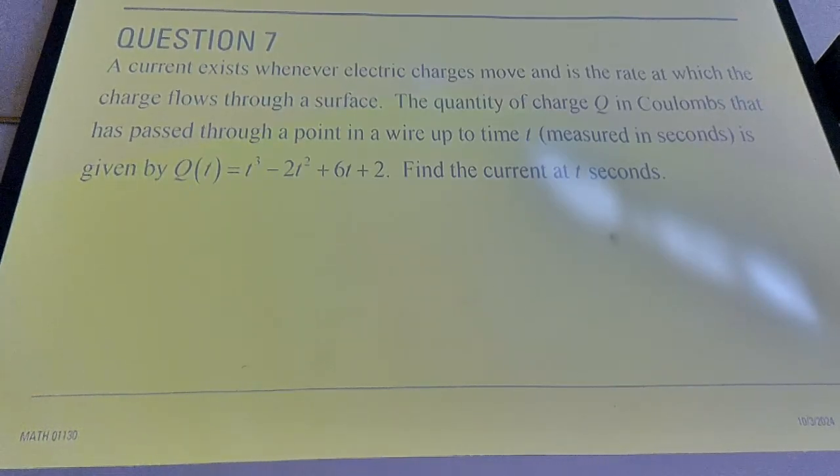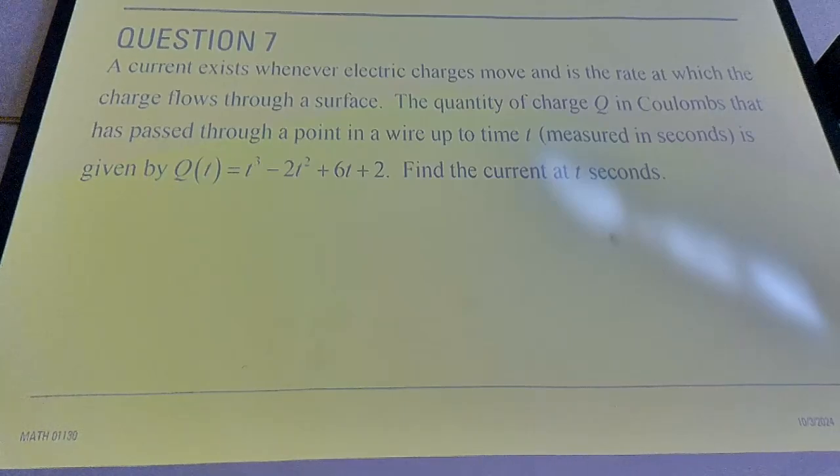Current is essentially just a flow. It's a rate of flow. Specifically, it's a rate of flow of charge. So whenever you have a flow of charge, you have current. The quantity of charge is given by Q. The standard unit is the coulomb.